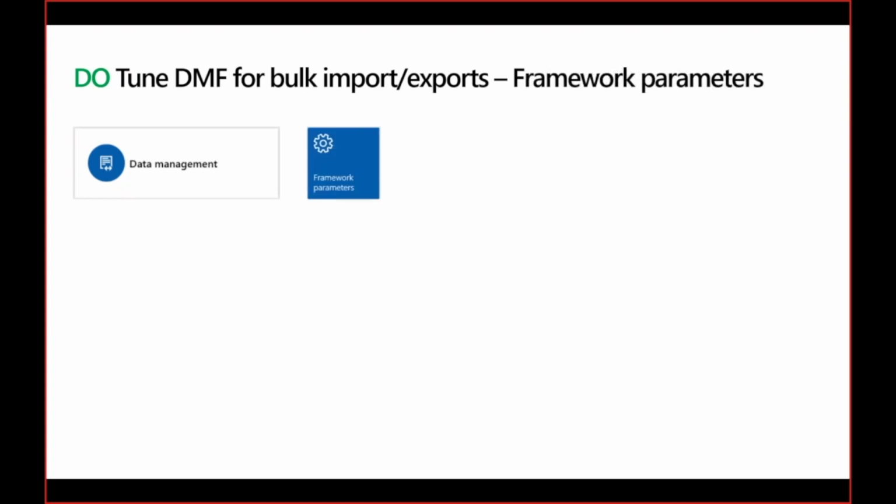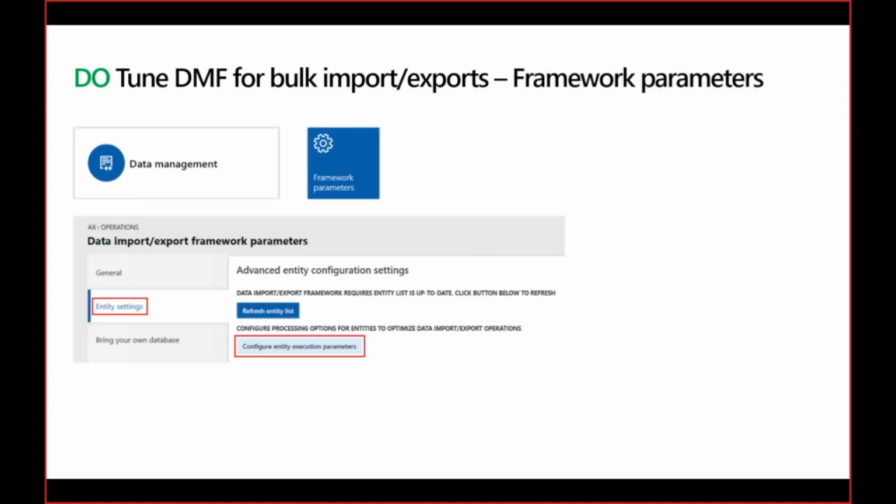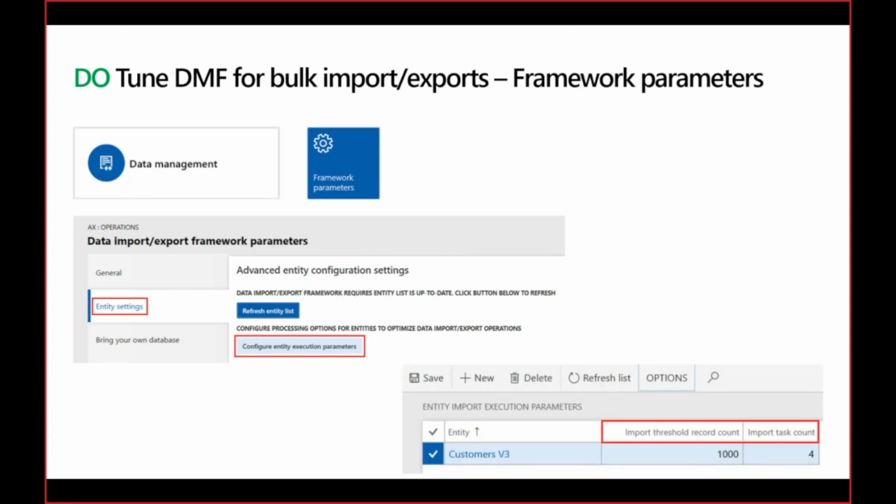The other place within data management is in the framework parameters, where if you go to the entity settings and you go to configure entity execution parameters, you can set up parameters for a certain entity like the import threshold record count and the import task count. And this will enable you to do some parallelism within the import. For example, with 4 threads available and 4 cores available, for example, in the AOS backend, and having the import threshold record count set to 1000, you can then split your workload in bunches of 1000 records, and they can be processed in parallel.